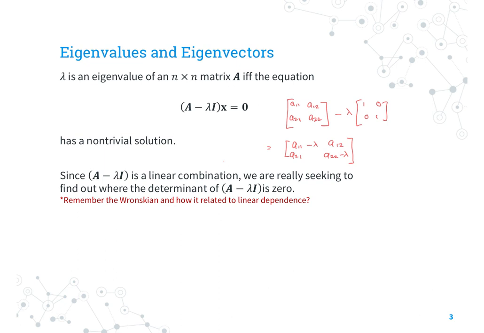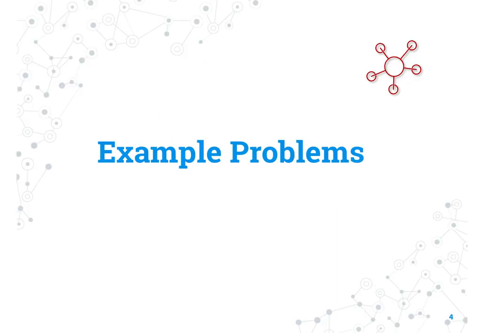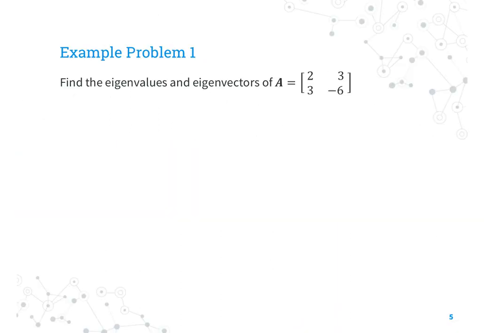Since A minus lambda I is a linear combination, we are really seeking to find out where the determinant of A minus lambda I is 0. And this should remind you quite forcibly of using the Wronskian to determine linear dependence. Let's try a couple of example problems. Let's look at example problem 1.